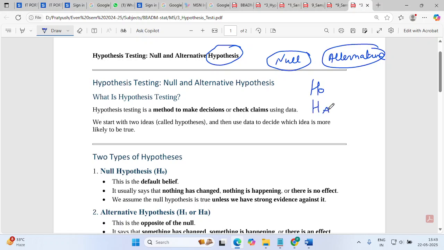So let us take a very simple example. Let us assume there are two types of people. Some people like to listen to music when they are studying, and some people don't listen to music when they study. So let us assume one of you makes a claim: you say listening to music is good for studies. It improves marks.